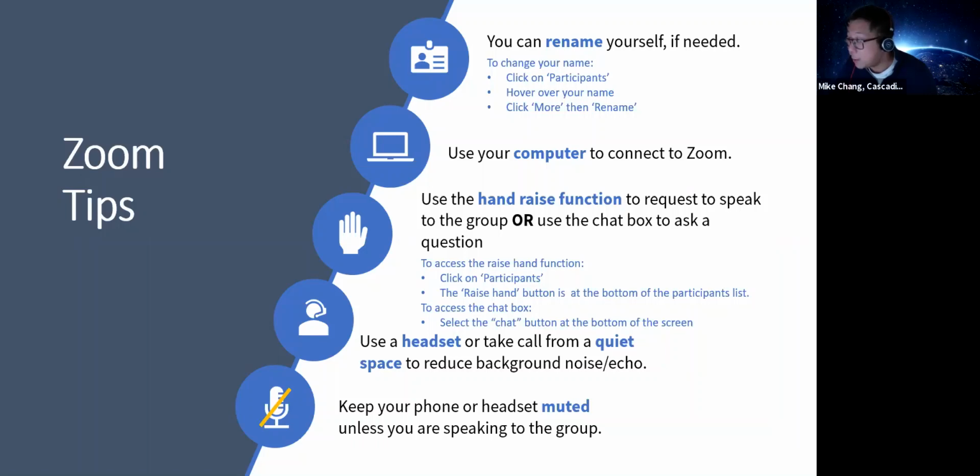If you're also on your computer, you can use the hand raise function. Tonight we're going to have some interaction and some breakout groups, so if you want to speak, you can raise your hand. To do so, again, click on participants and the raise hand function. You can also access it via the chat box. If you have that open, you can select the chat button at the bottom of your screen.